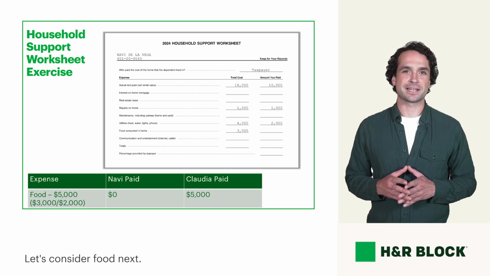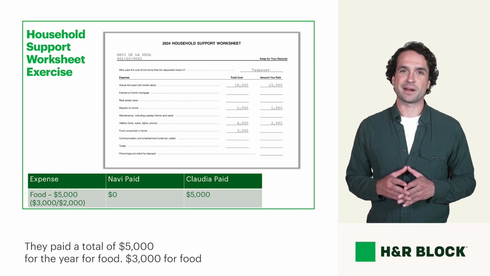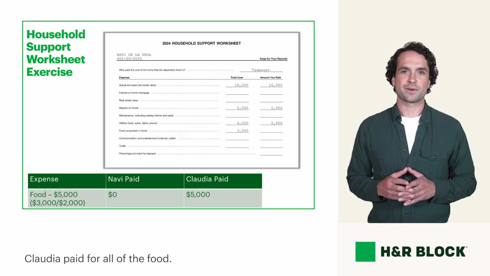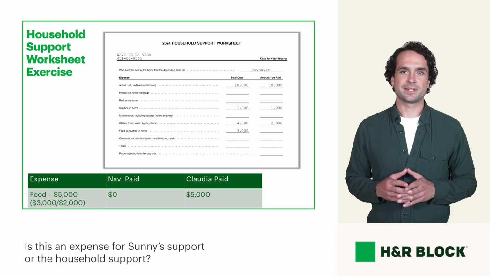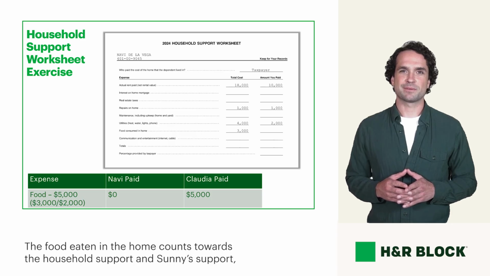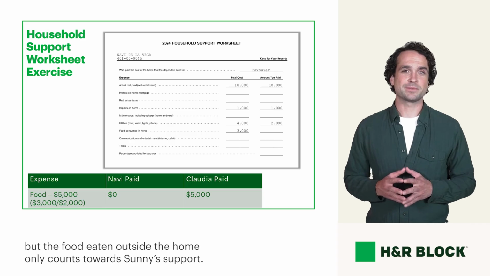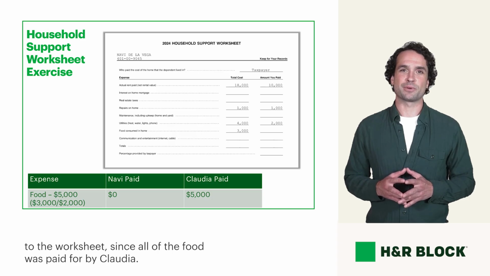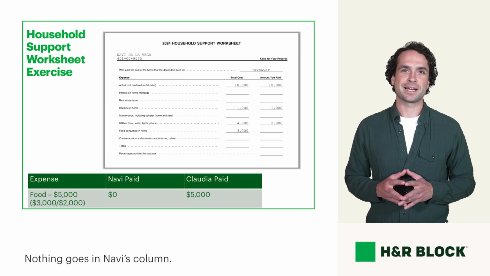Let's consider food next. They paid a total of $5,000 for the year for food, $3,000 for food eaten in the home, and $2,000 for food eaten outside the home. Claudia paid for all of the food. Is this an expense for Sunny's support or the household support? The food eaten in the home counts towards the household support and Sunny's support, but the food eaten outside the home only counts towards Sunny's support. We'll add the $3,000 for the food eaten in the home to the worksheet. Since all of the food was paid for by Claudia, nothing goes in Navy's column.